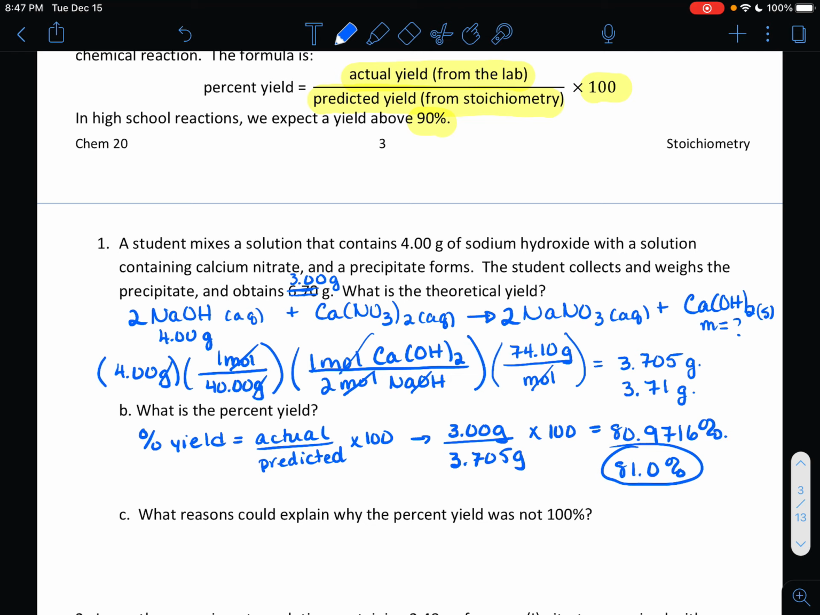So a couple of reasons for this was maybe not mixing the reactants together, so not the full amount of products as we expected got achieved. So incomplete mixing of reactants. So we have an incomplete reaction.